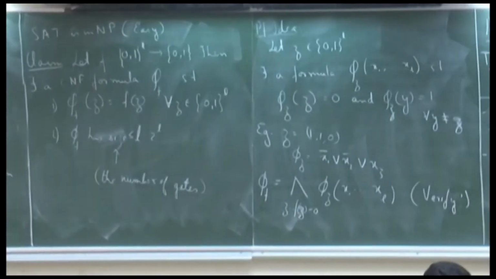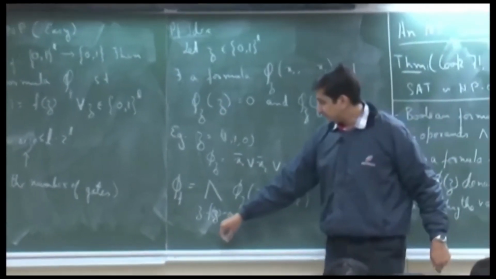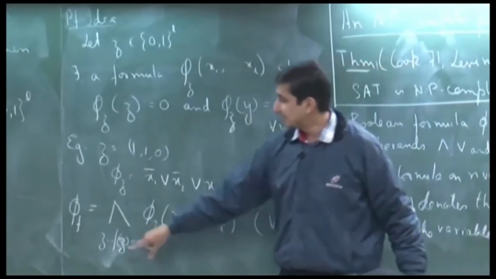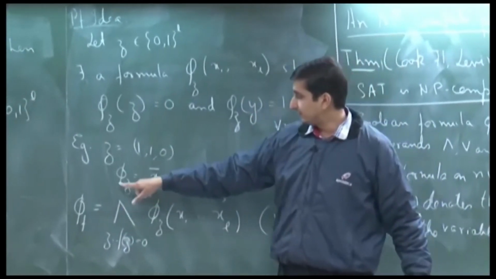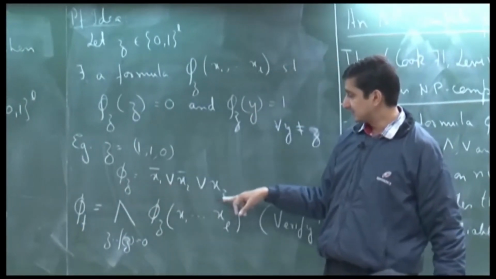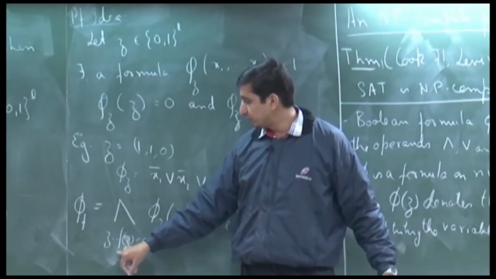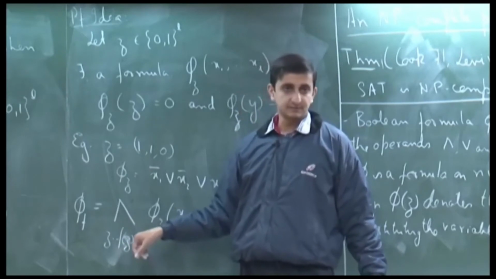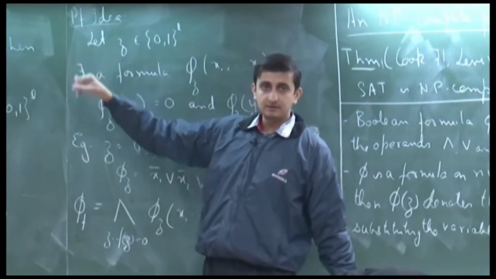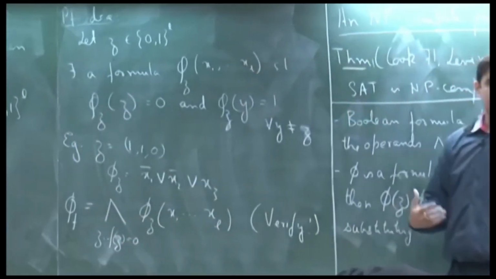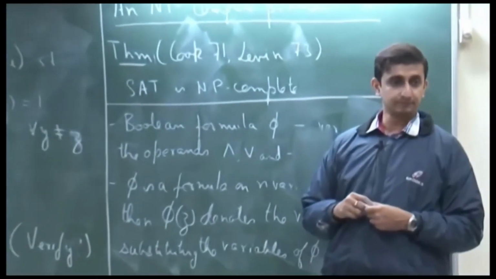The other thing is about the size. What would be the size of this thing? If you look at phi z, phi z will have size L, and at most there can be 2 to the power L such strings of length L. Therefore, the total length will be at most L times 2 to the power L.